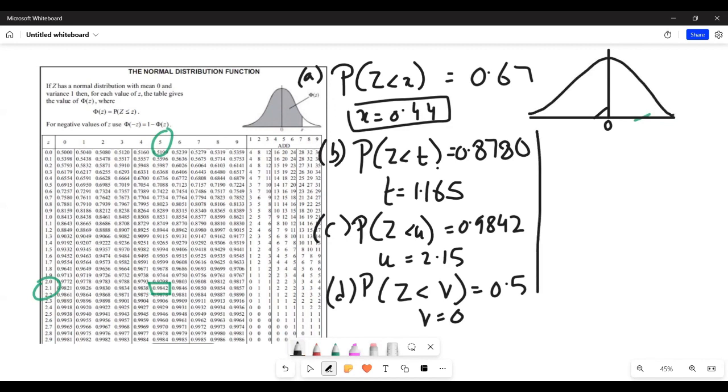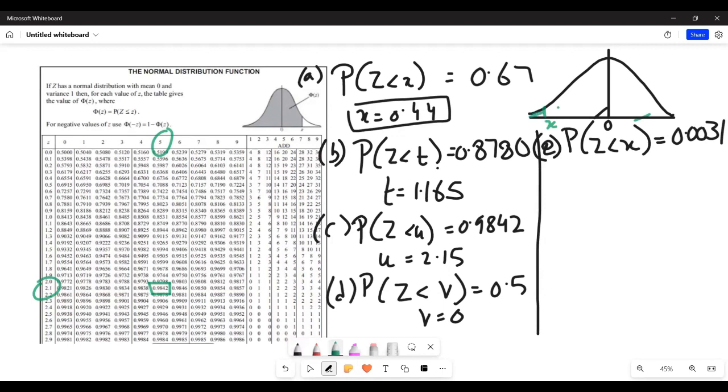Which is probability Z is less than X equals 0.0031. Now this is a very small probability. Probability Z is less than X is 0.0031. This means that this X is somewhere over here.